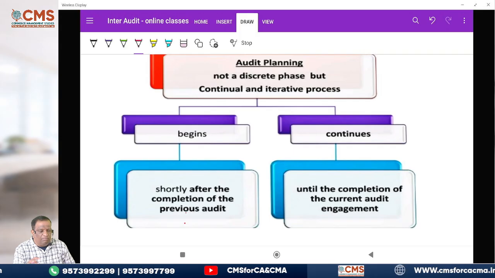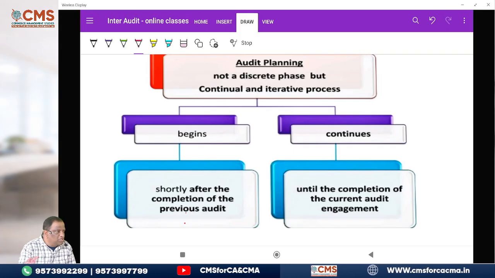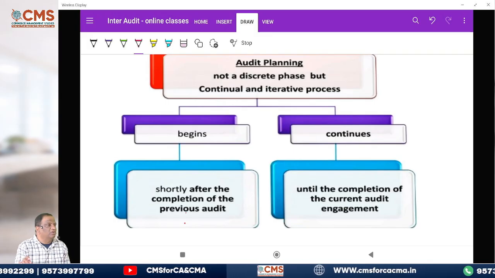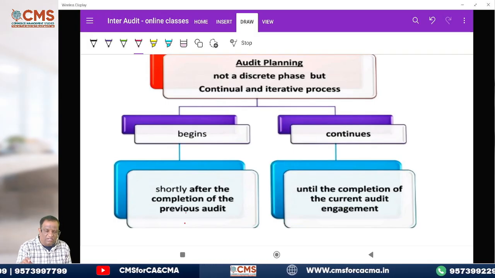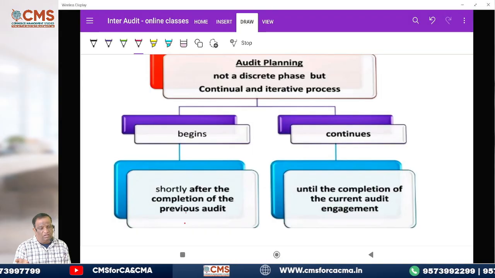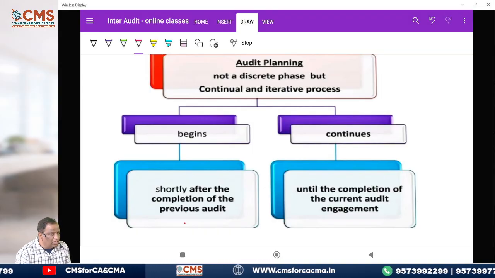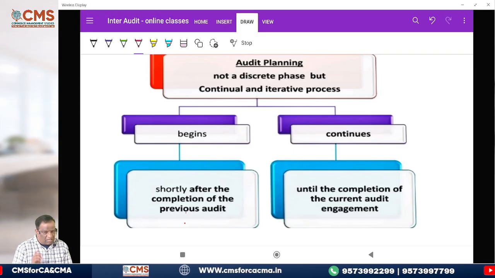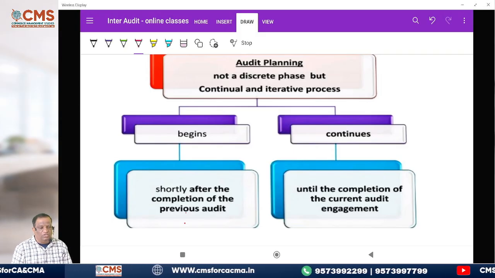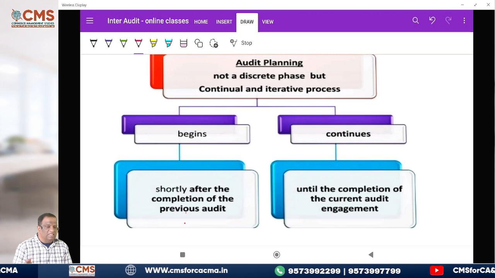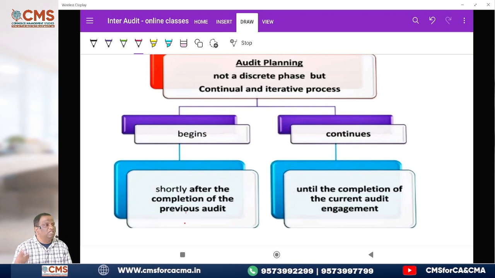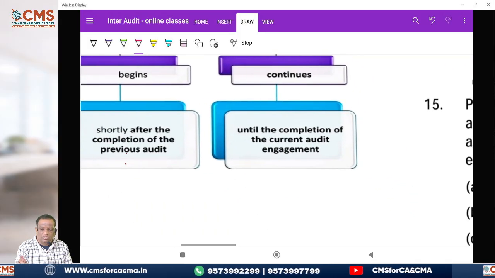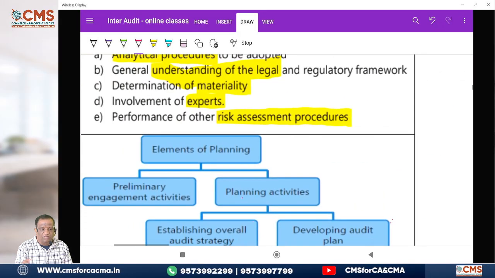Your planning will begin shortly after the completion of the previous audit and it will continue until the completion of the current audit engagement. Once the current audit engagement completes, your plan for the next audit will start. Therefore, this planning activity is not a separate activity. It is part and parcel of the audit. Is it continual? Yes. Is it repetitive? Yes, because we keep continuing it, and when it begins and continues, that is why it is called a continuous iterative activity.